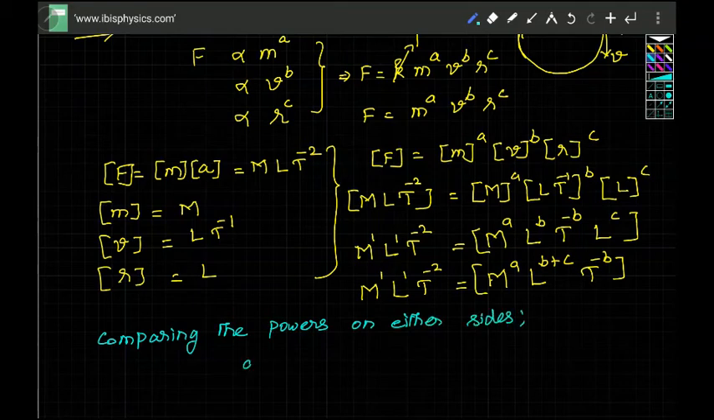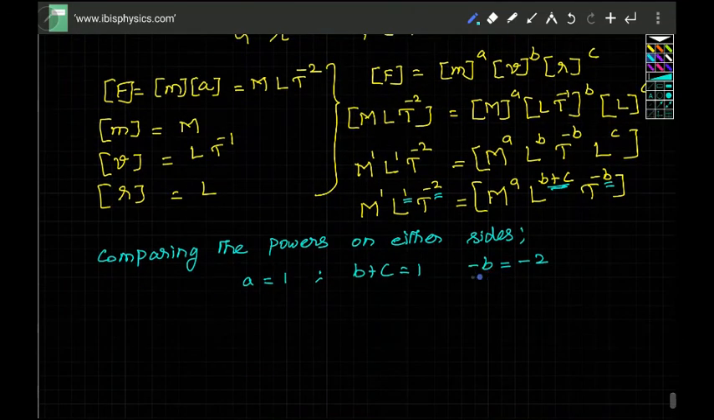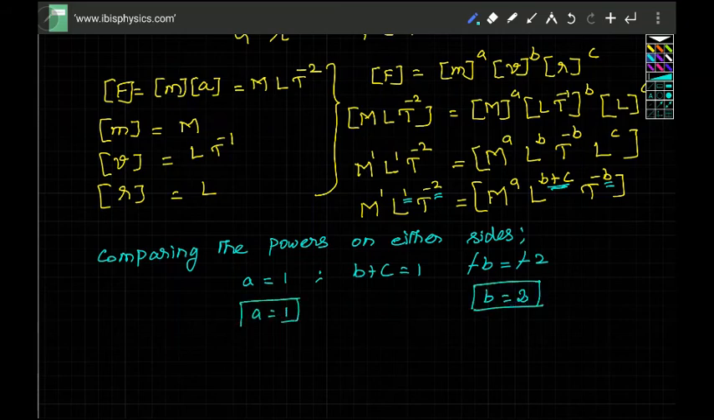A is equal to 1. Second, here L power B plus C is there, and L power 1 is there on the left. So B plus C equals 1. And T power minus B is on the right-hand side, T power minus 2 is on the left-hand side, so minus B equals minus 2. Cancelling the minus signs, B is equal to 2 and A is equal to 1. And because B is equal to 2, 2 plus C equals 1, so C equals 1 minus 2, C is equal to minus 1.